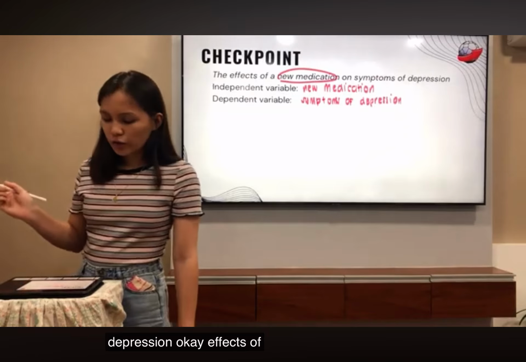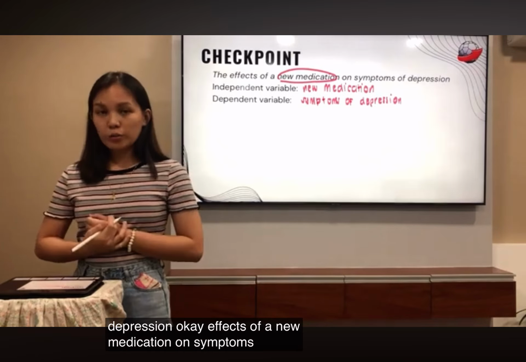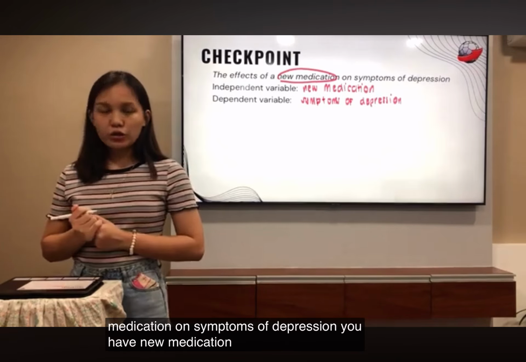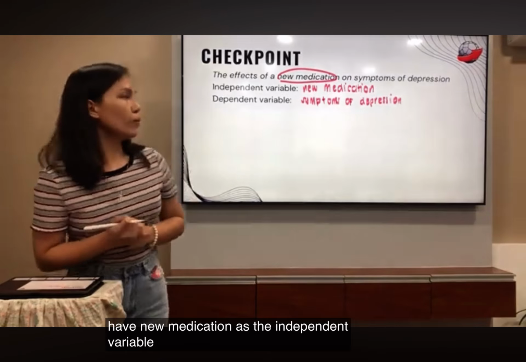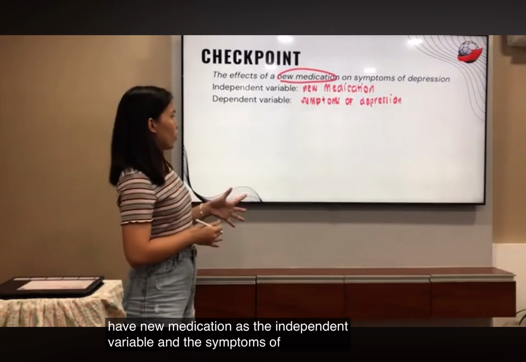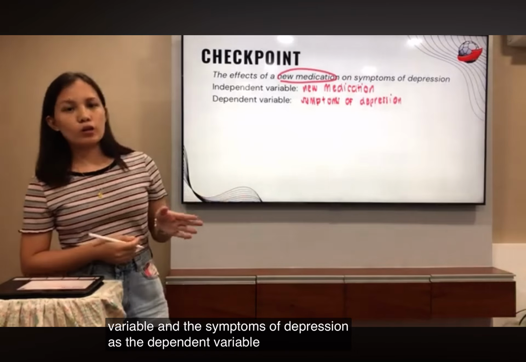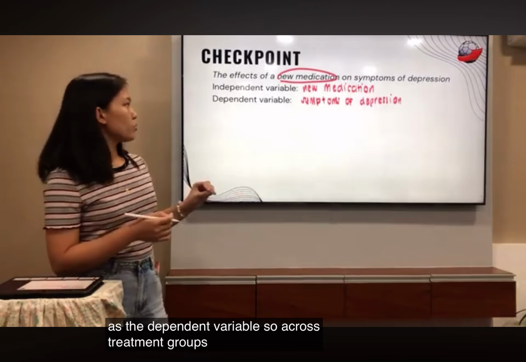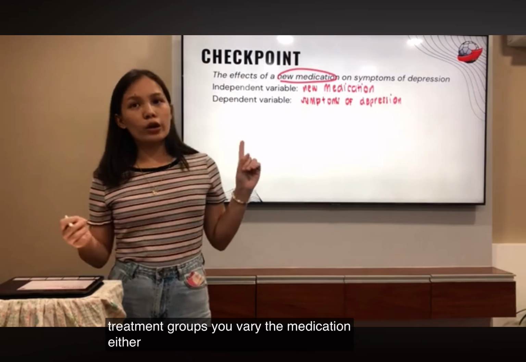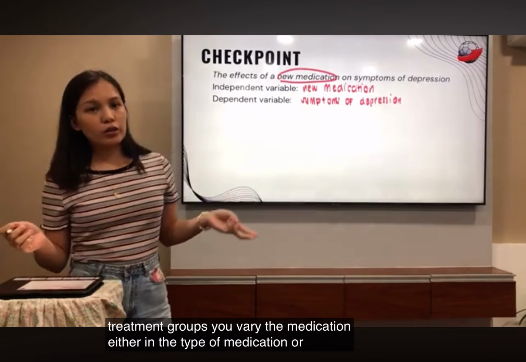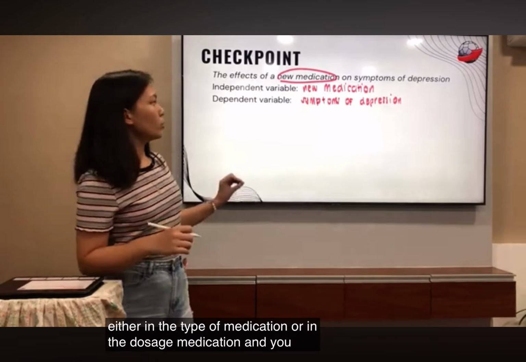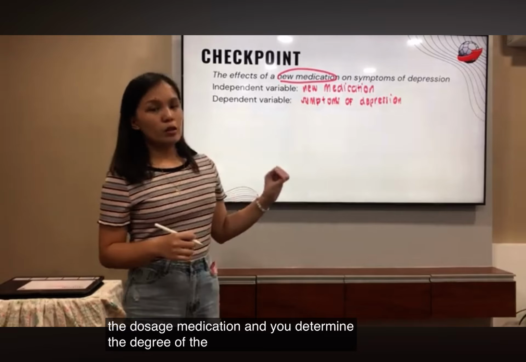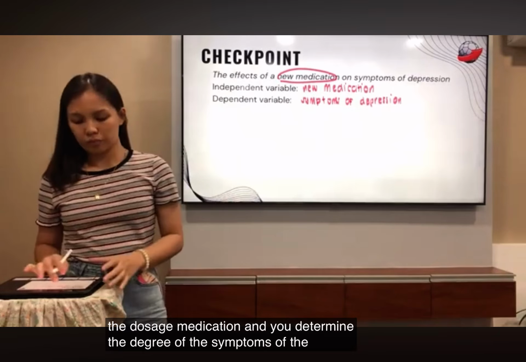Effects of a new medication on symptoms of depression. You have new medication as the independent variable and the symptoms of depression as the dependent variable. So across treatment groups, you vary the medication either in the type of medication or in the dosage of medication, and you determine the degree of the symptoms of depression.